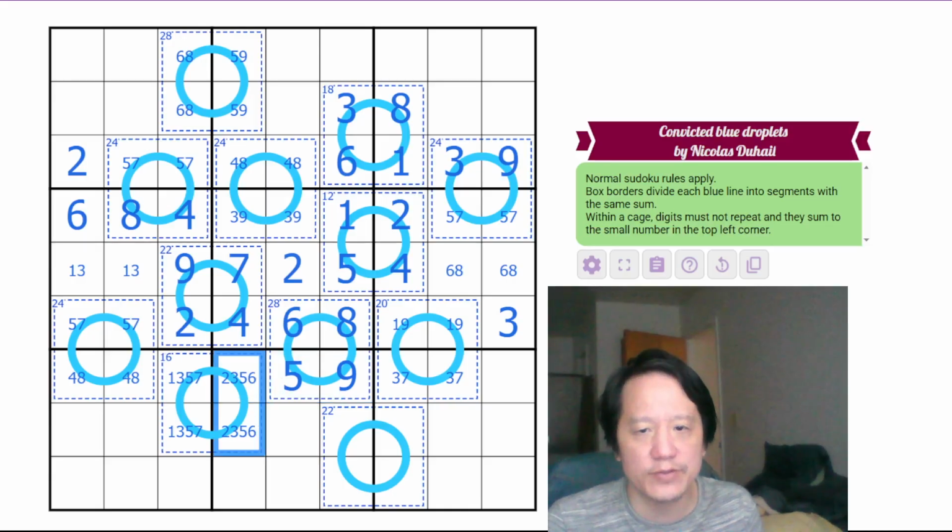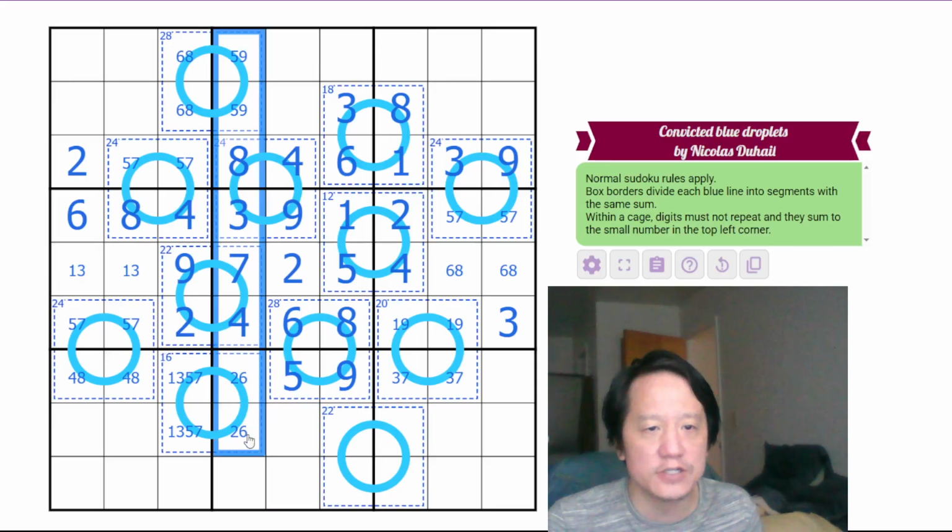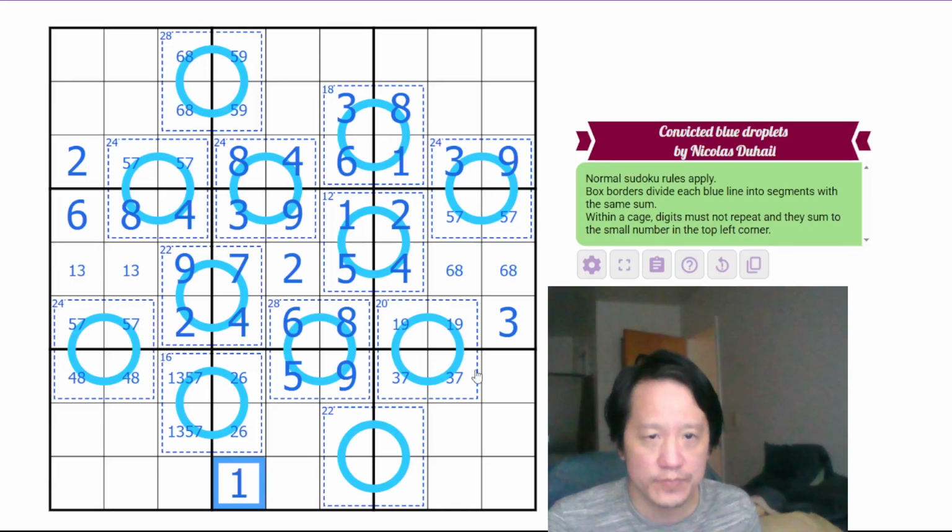This cannot be 3 and 5, adding up to 8. It's 2 and 6 as a pair. 9 eliminates 9 here, so that's 3 and 9 there. 4 eliminates 4 here, so it's 8 and 4. That leaves the remaining digit in column 4 as a 1.